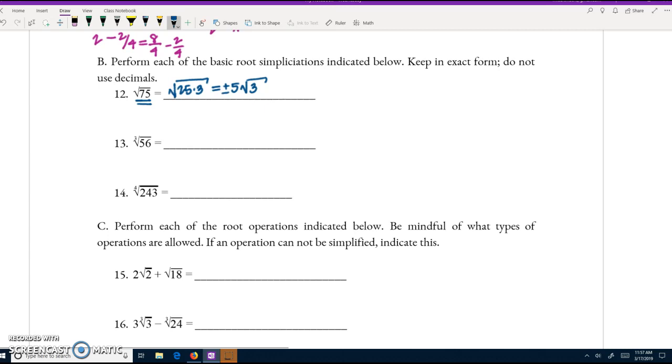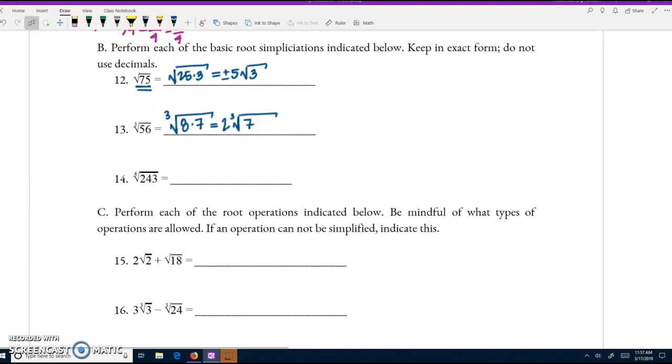Now we have the cubic root of 56. So the cubic value that divides into 56 is going to be 8. So we'll have 8 times 7. And that's going to give me, I can pull the 2 out from the 8, and then the cubic root of 7 will be left inside.